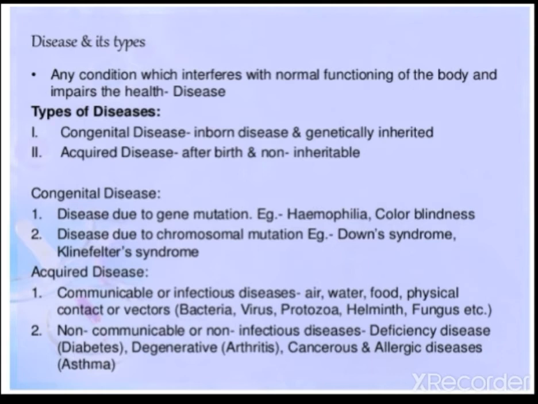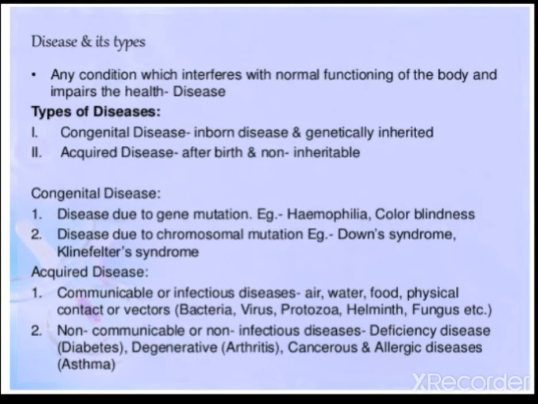Congenital disease is transmitted from parents to offspring through genes. Acquired disease, after birth you can get due to infection, or if you are not having good habits, if you are not maintaining proper hygiene, and apart from that lack of physical exercise, different reasons are there. So acquired disease, how you can classify: communicable and non-communicable. Communicable diseases you get through air, water, food, physical contact, or vectors.